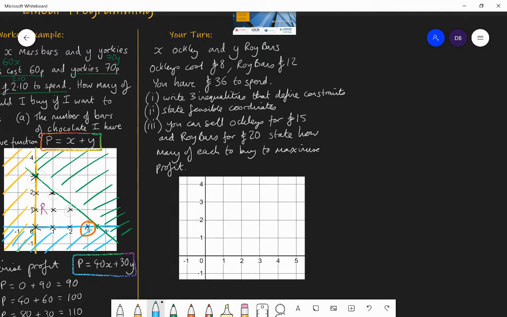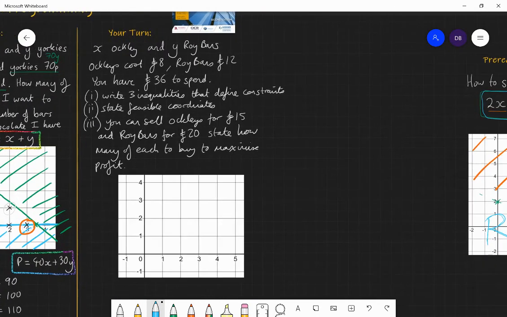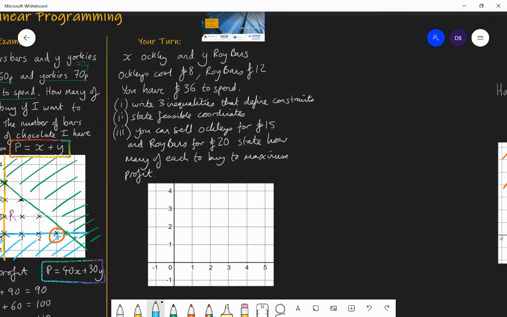So for the first part, you want to write down 3 inequalities that define the constraints. The way to do it: you have to buy more than or equal to 0 Oakleys. You have to buy more than or equal to 0 Ray-Bans. And you know that you need to spend less than or equal to 36. So for that one, less than or equal to 36, you have to write down the total cost of the X Oakleys and the Y Ray-Bans. So 8X plus 12Y has to be less than or equal to 36.